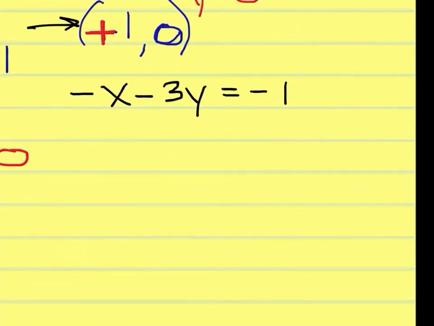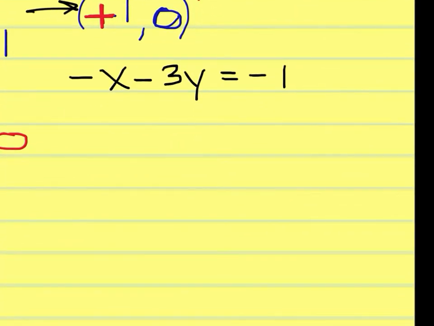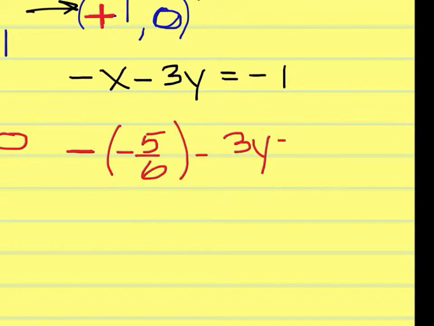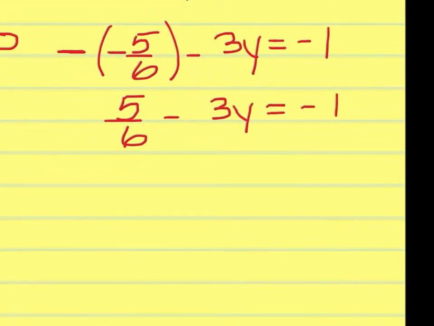So here on the second equation, we have to plug in a negative 5/6. So negative 5/6 minus 3y equals negative 1. That changes to positive 5/6, and then minus 3y equals negative 1. Move the 5/6 to the right and change the sign.